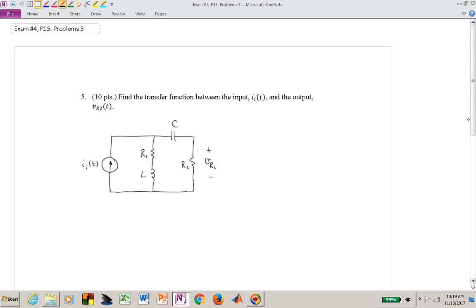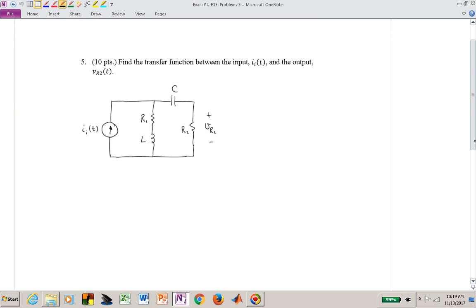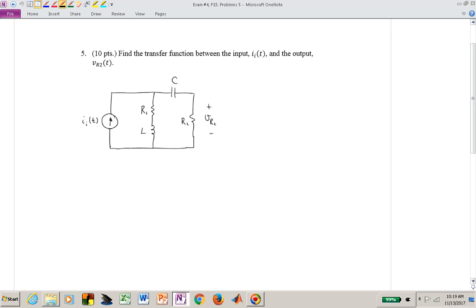We're working through some review problems for exam number 4, and this is actually problem number 5 from the fall of 2015 exam, which is asking us to find a transfer function between this input signal, which is actually a current source, and the output, which has been labeled as the voltage drop from top to bottom across that resistor R sub 2. We want to now find that transfer function, and there's many different ways.